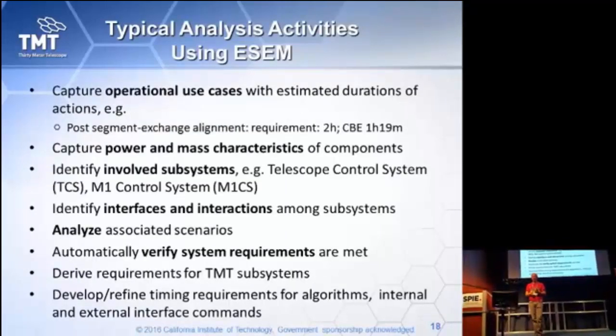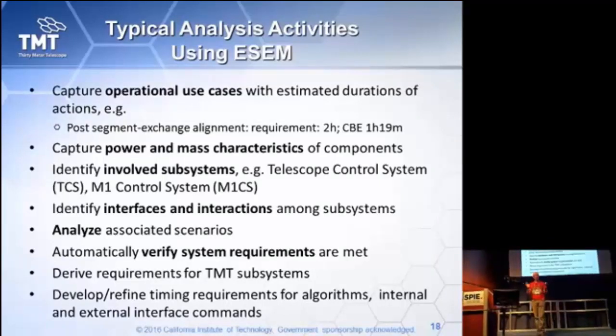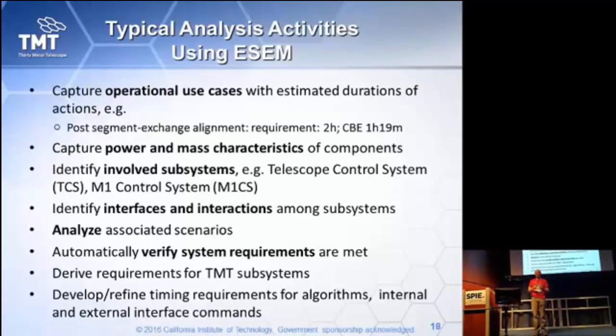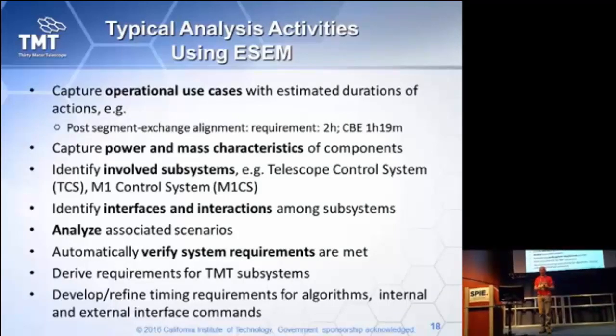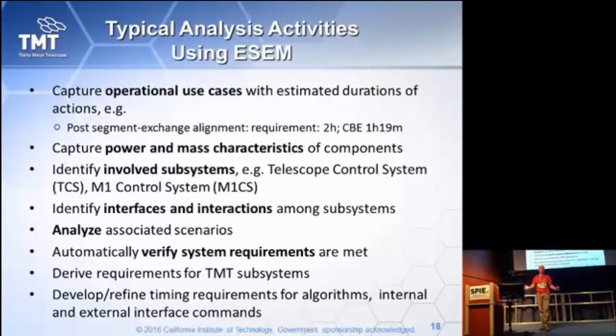So what we do is to capture the operational scenarios with their estimated time, so the estimation that we consider adequate. And you would have something like a 2-hour requirement for the post-second chain alignment, and the current best estimate that comes out of our model is 1 hour and 19 minutes. And we want to verify this requirement automatically within our process. Then we also capture the characterizations of the components in terms of power and mass in order to verify, we do power and mass roll-ups, static and dynamic, in order to verify the requirements on those constraints.